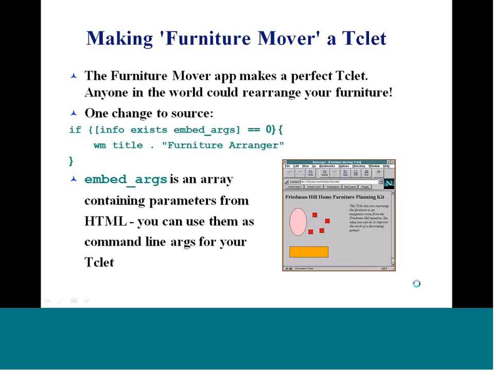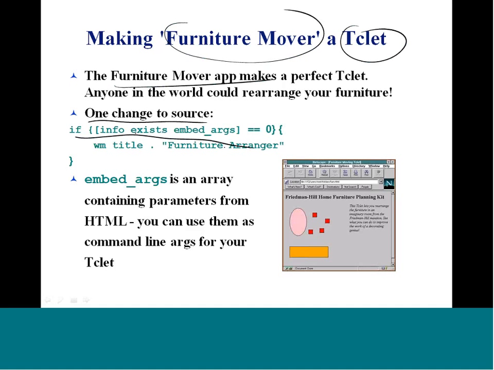So if you were to take the furniture mover and convert that into a ticklet, the first thing is that the furniture mover application itself makes a perfect ticklet. Anyone in the world could rearrange the furniture. There's only one change to the source, which is: if info exists embed args equal to 0, then do the window manager. The embed args is an array containing the parameters from HTML. You can use them as command line arguments for the ticklet.